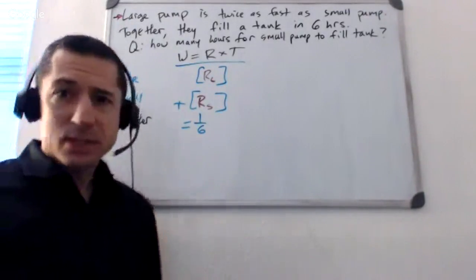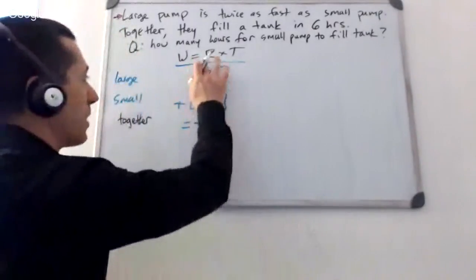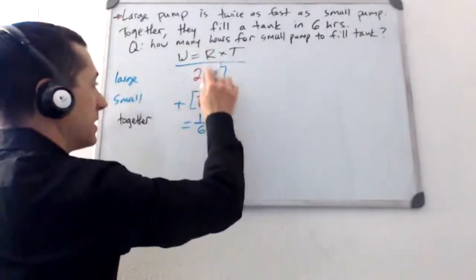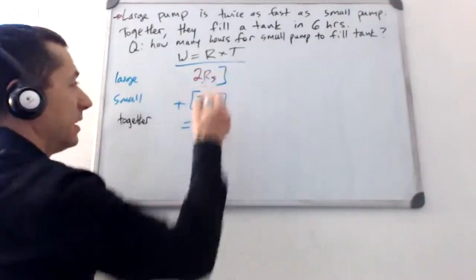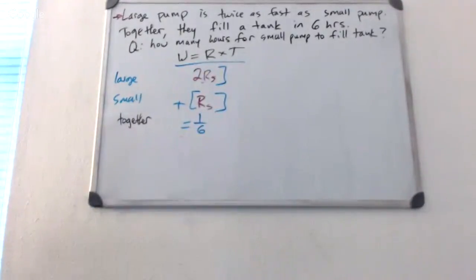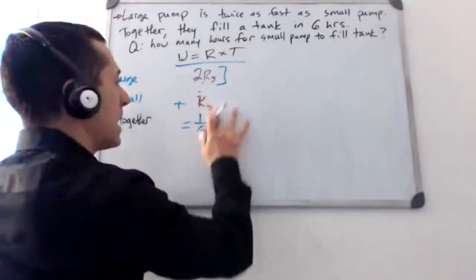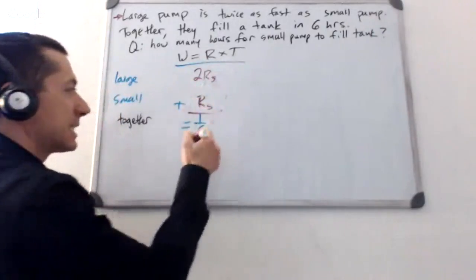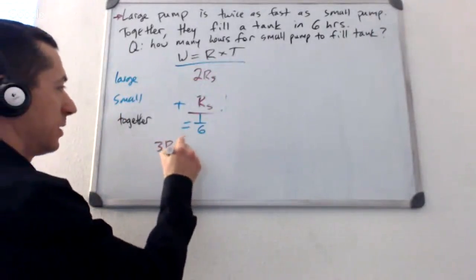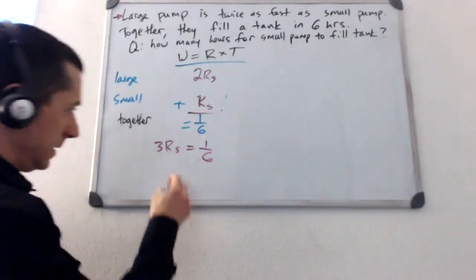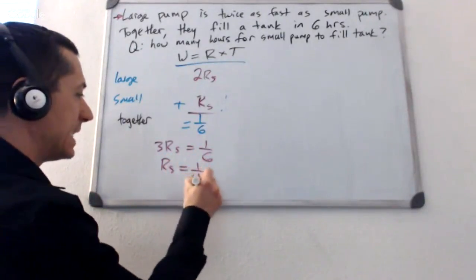What does that mean? It just means the rate is double. So now I can rewrite this as 2 times RS. And now we're cooking with gas. We're basically done. So 2RS plus RS, that's going to give us a 1/6. 3RS gives us a 1/6. Rate of S is 1/18.